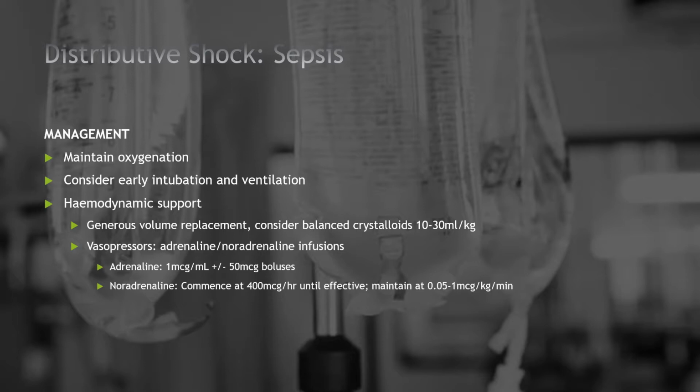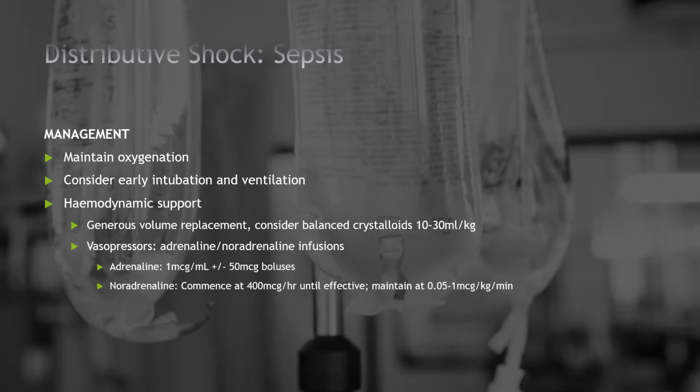Assuming that volume replacement itself doesn't correct the hypoperfusion and the hypotension, we would need to move to some vasopressors. Now, there's lots of different options here. The ones that I'm going to discuss are ones that you'd most likely come across in an ambulance service. The first of which, and the most common one, is always going to be an adrenaline infusion, where you would look at 1 microgram per milliliter an infusion rate titrated to the effect that you're trying to get, which would be a stable blood pressure and probably an improved GCS as well.